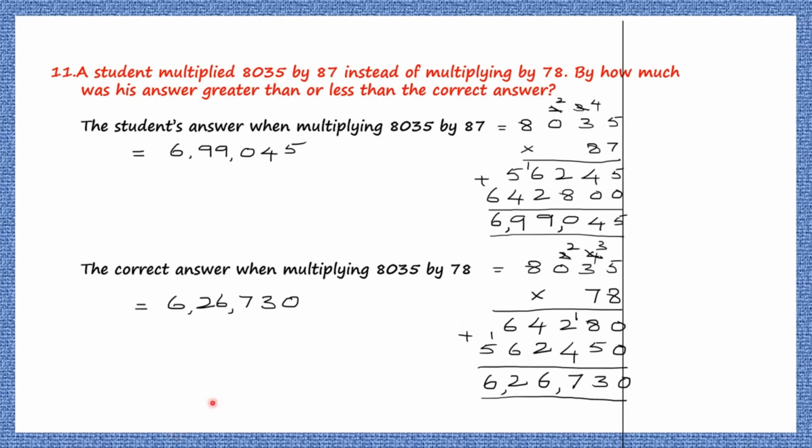So now let's read the question. By how much was his answer greater than or less than the correct answer? So this is the student's answer and this is the correct answer. As you can see, the student's answer is greater, isn't it? And we have to find out by how much also. So let's do that.